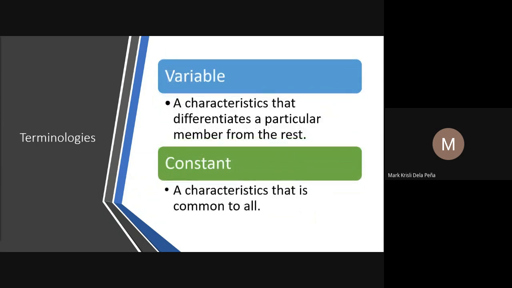Then we also have a variable and a constant. A variable means any value may be set to that one. The value may change at any time, and its characteristics differentiate a particular member from the set. And a constant is a characteristic that is common to all.